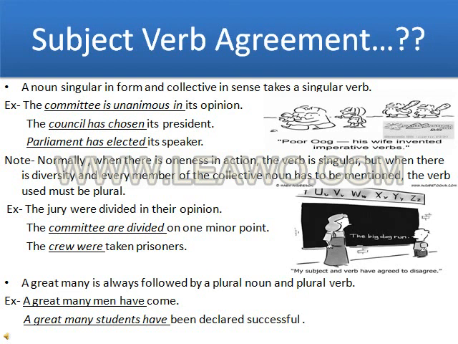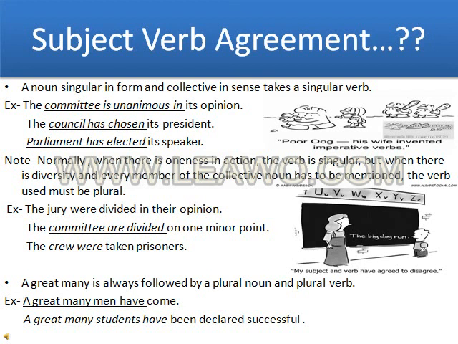For example, "The jury were divided in their opinion." Jury is what? Jury is a panel of judges, and one panel has a minimum of 4 or 5 judges. So jury is a panel of 4 or 5 members. On this basis we use the plural verb with it, because their decision is not unanimous. They are divided over the decision. So that's why with jury here we use the plural verb.